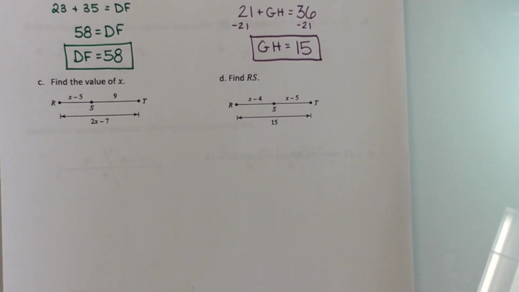Sometimes they're going to be just numbers. More often than not, variables and expressions are going to be involved. So, I've got two more examples. They look very similar, but they're not exactly the same.